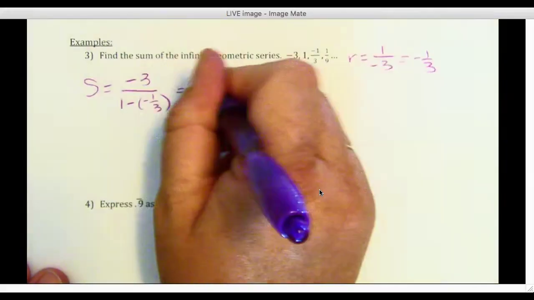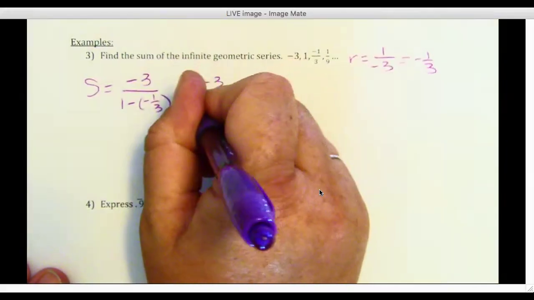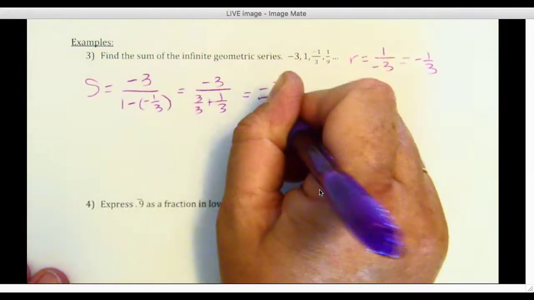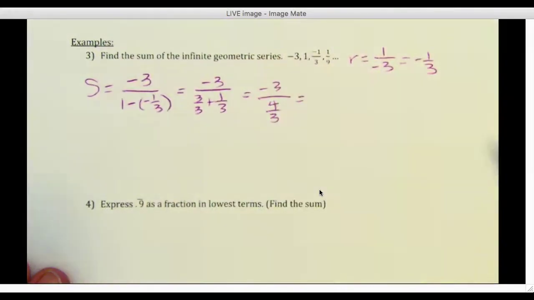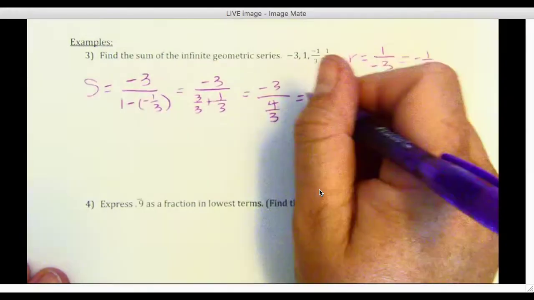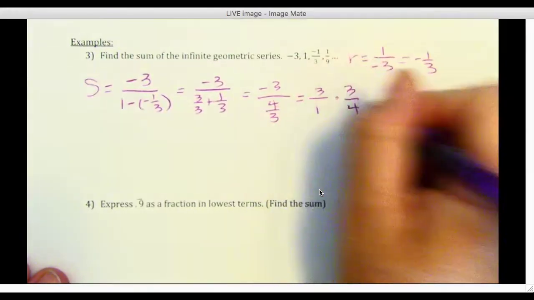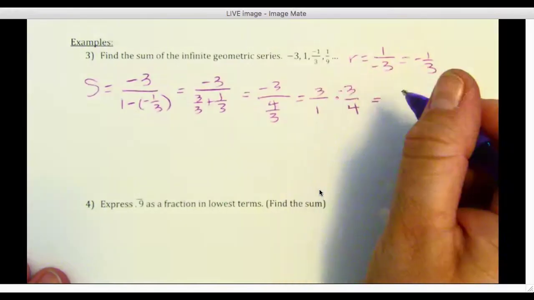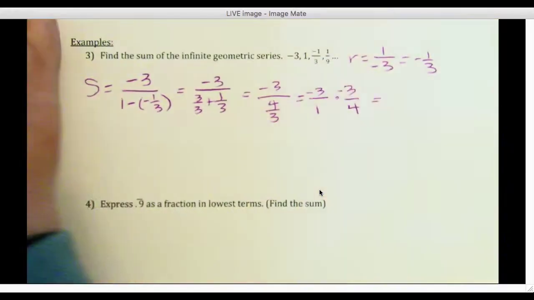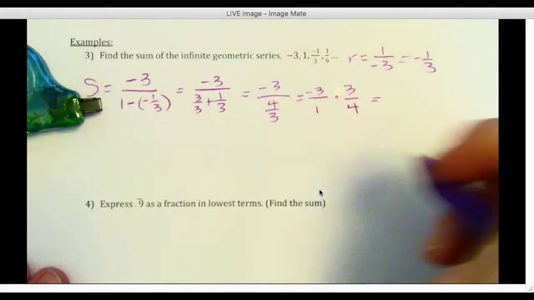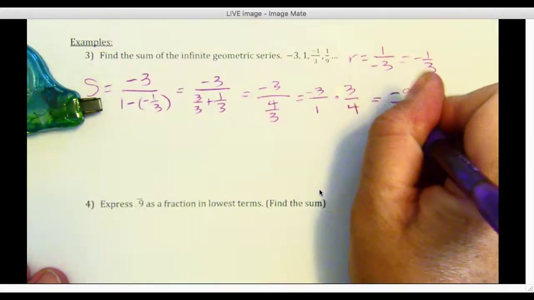Now my A1 is -3, and then 1 minus my R value, -1/3. That becomes -3 over 3 over 3 plus 1/3. So -3 over 4/3. And then when we divide fractions, we flip the bottom and change it to multiplication. So -3 over 1 times 3 over 4. And that gives us our negative on this one. And that gives us -9 over 4.